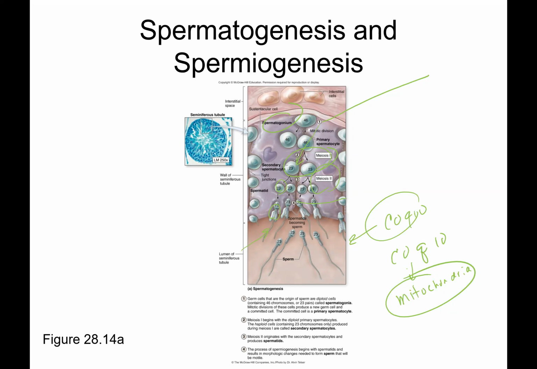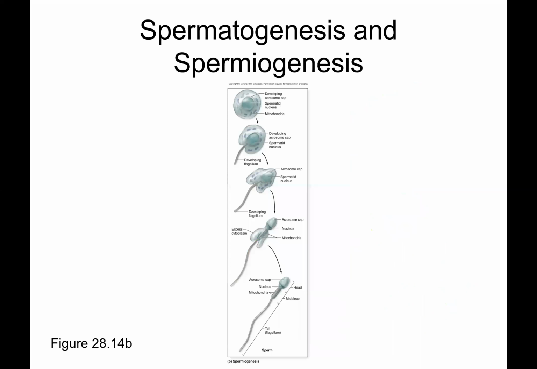If they do have slow motility, CoQ10 can help tremendously, because that does go to the mitochondria and helps speed up the energy. So there's the head, the mid piece where the mitochondria is, and then the tail, or the flagellum.